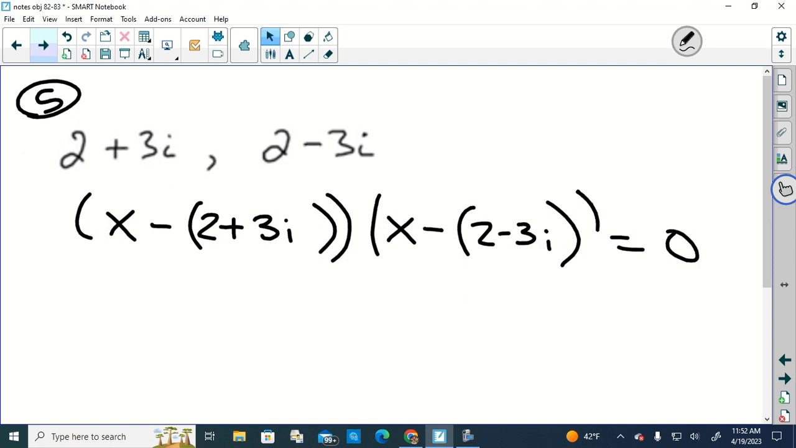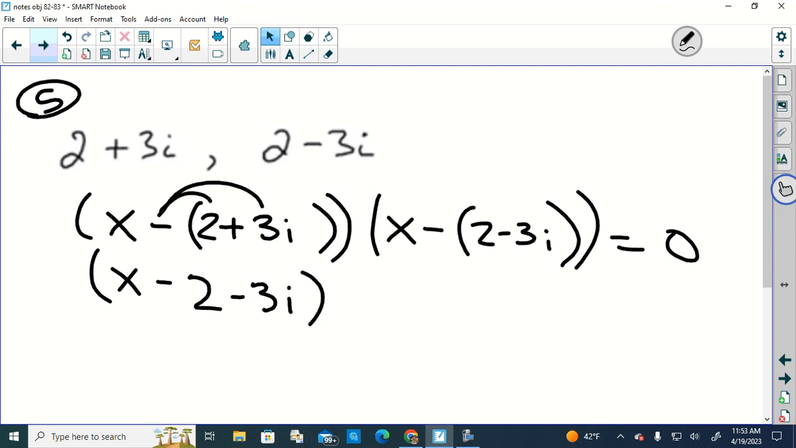Good so far. All of these are x minus whatever you're plugging in. Sometimes we have the negative, right? So then we change it to a positive. I need to distribute this negative to here. So this is x minus 2 minus 3i. All I did was distribute. Now the other one. I have x minus 2 plus 3i.